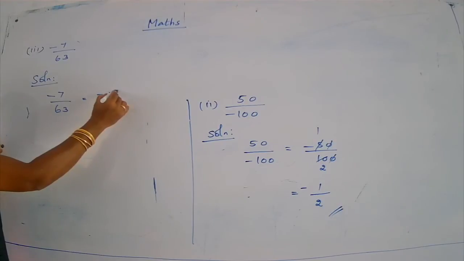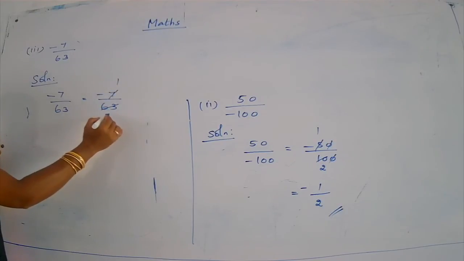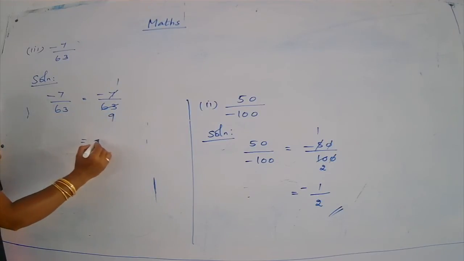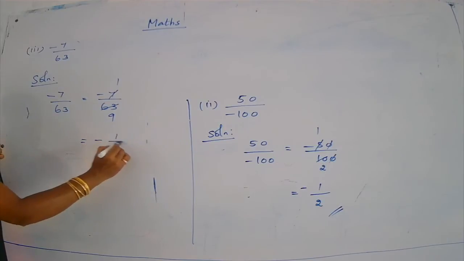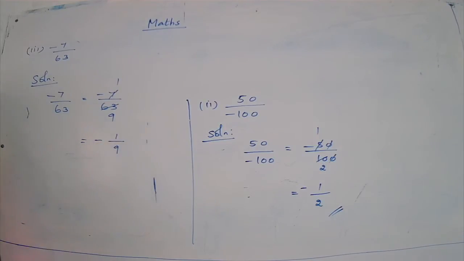So, cancellation. 1 7 is 7, 9 7s are 63. So that's why your answer is minus 1 upon 9. Okay, minus 1 upon 9. Very easy.